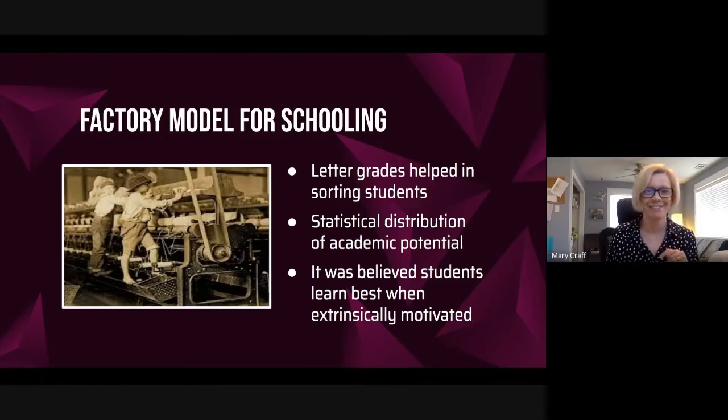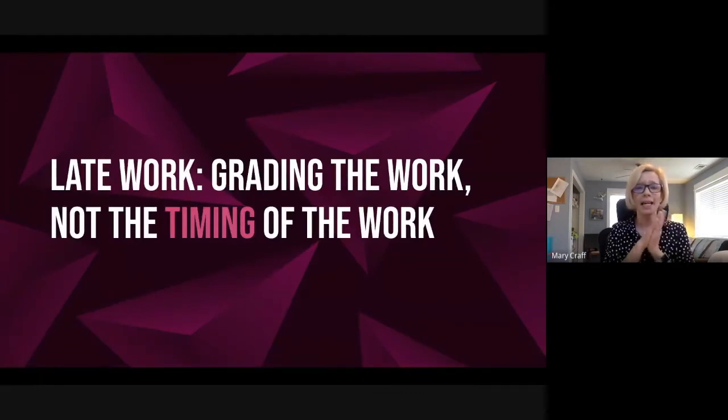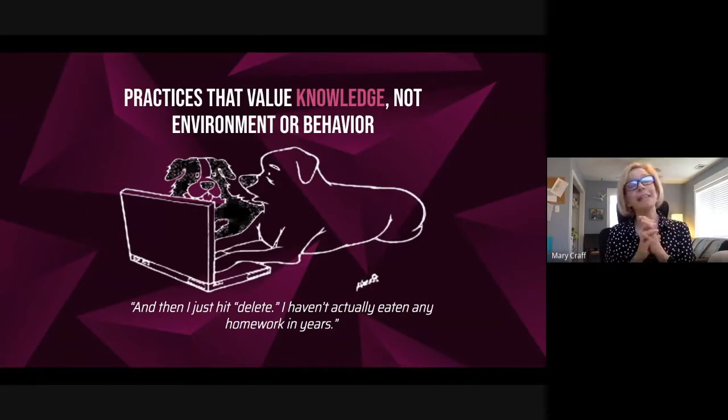Thank goodness. So this is just a cute little favorite cartoon of mine, but we want to look at those practices that look at knowledge. What does the student know? And it's really hard, but we want to take out that environment and that behavior. So if you're like me, it's the conundrum. Oh, Marissa, would you go back? Sorry. The conundrum of late work, right?